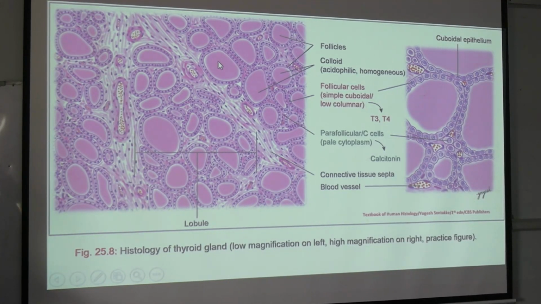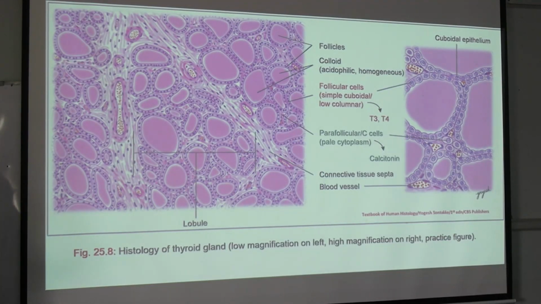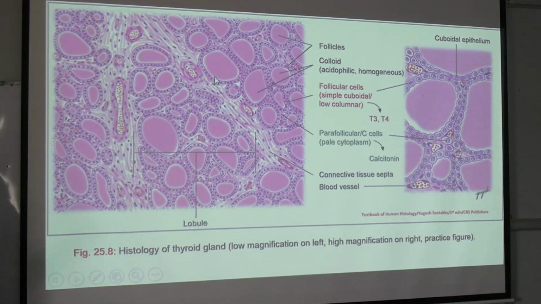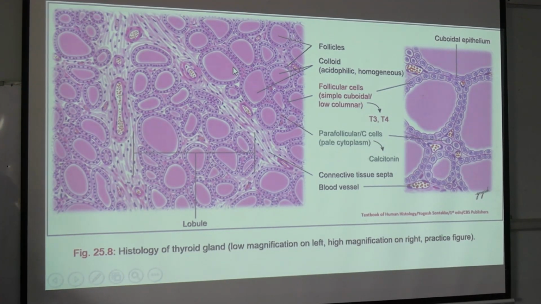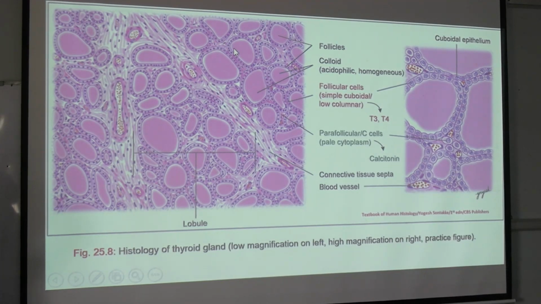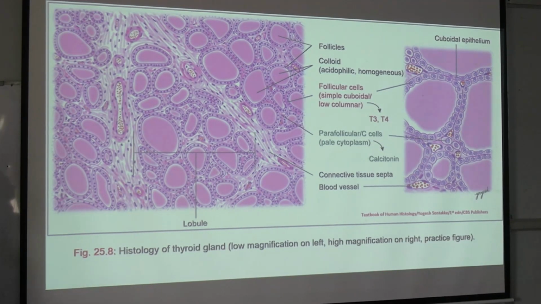Now the colloid depends on the stage or phase of the follicle. If the cells are highly active, that is, producing a lot of substance, the colloid will be empty. The emptiness of the colloid means the follicular elements are highly active. If it is filled with fluid, that means it is sedentary, not working, in a resting phase. If it is half filled, it is partially working.